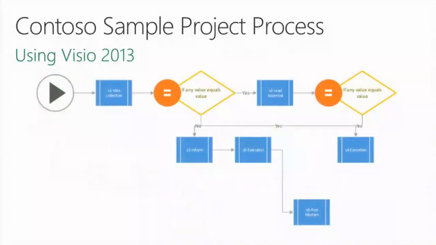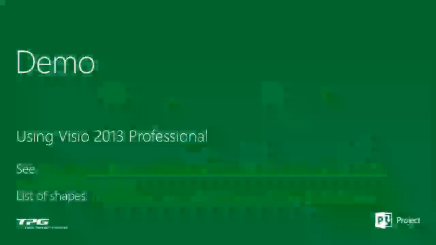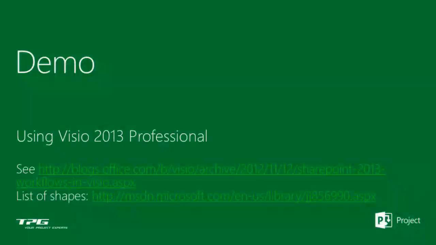So here's the result of this workflow using Visio 2013. So we find here the idea collection, whether or not the funding is required. If no funding is required, then we go into the inform and select, otherwise an approval. So let's have a look at this workflow in Visio now.